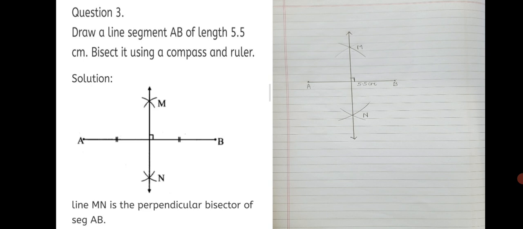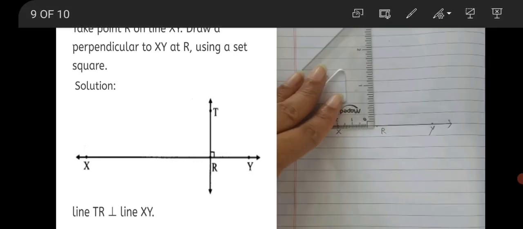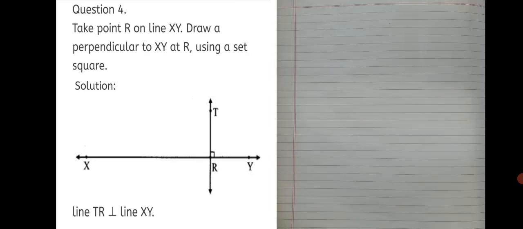It is a perpendicular bisector. A perpendicular bisector bisects a segment into two equal parts. So remember this property. Now we shall move on to question number 4. Take point R on line XY. So we have to draw line XY and take point R on the line, not outside. Read the questions properly. Draw a perpendicular to XY at R using a set square. So let's do it. You have already seen how to do it.